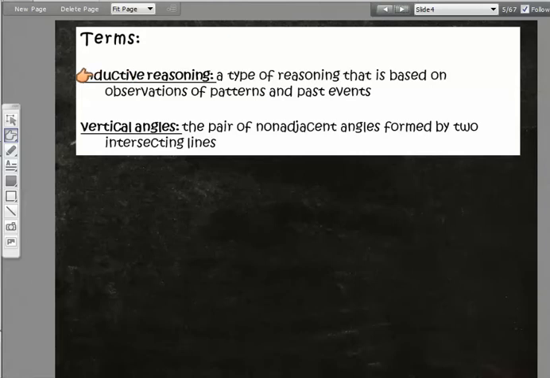All right, the terms we're going to be looking at mostly are inductive reasoning, which is a type of reasoning that is based on observations of patterns and past events. And we're also going to be looking at vertical angles, which is the pair of non-adjacent angles formed by two intersecting lines.